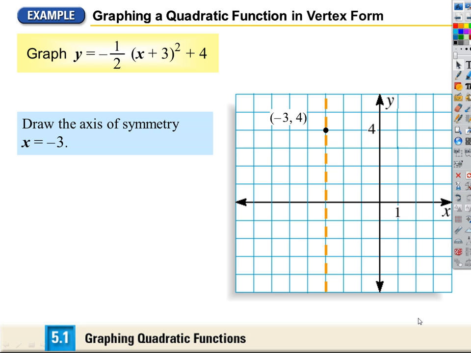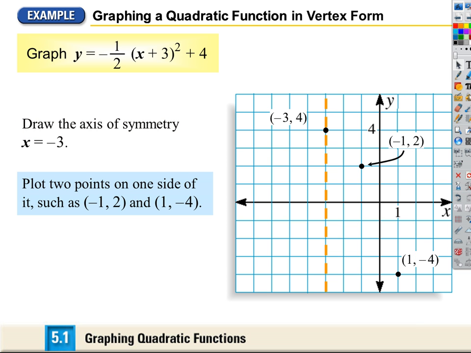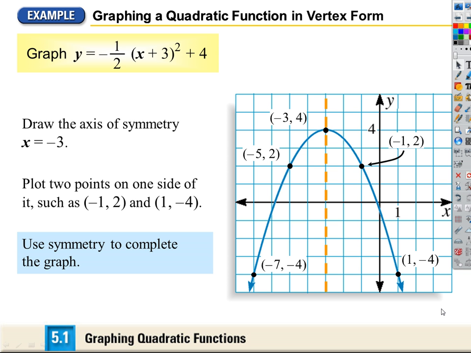Okay, so pick whatever points you want. They picked different points than we did, but it doesn't matter. So if we picked that one and reflected it over, same thing. There's the other point. Just connect in a U shape, and we got it.